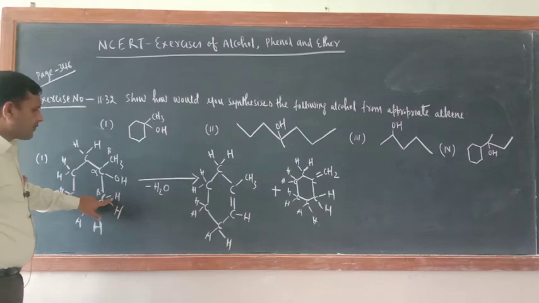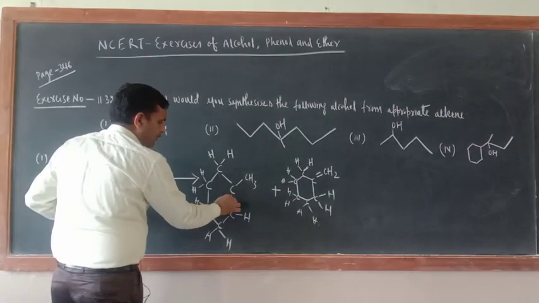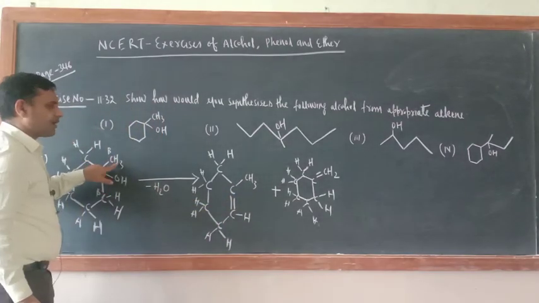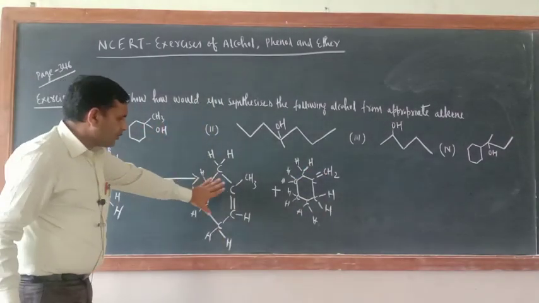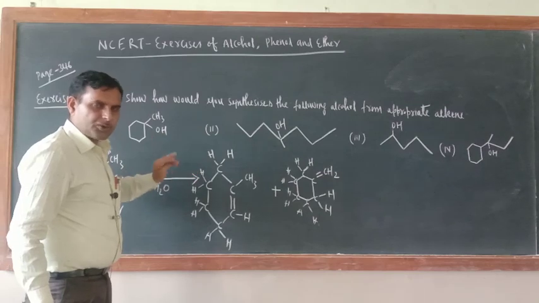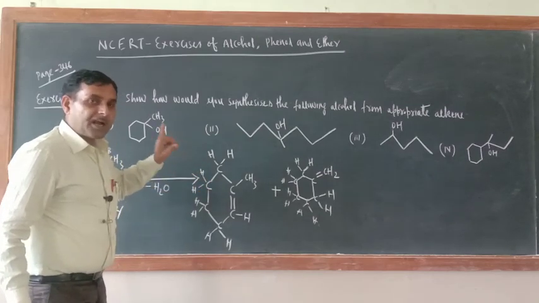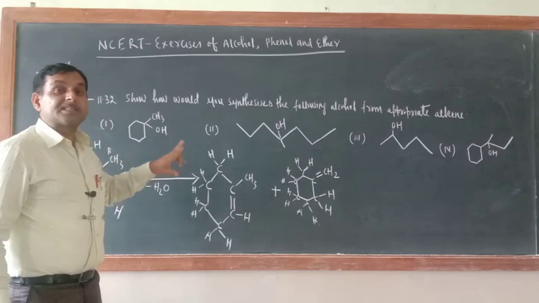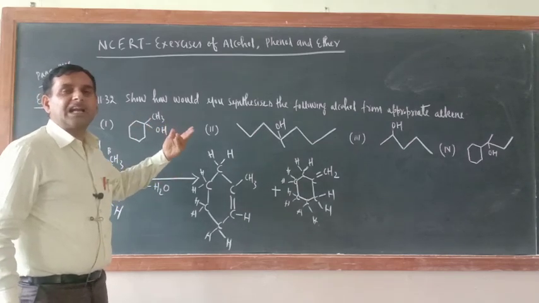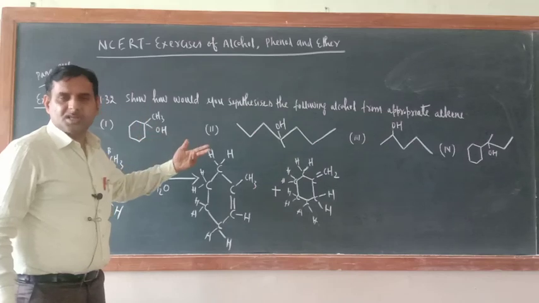Suppose hydrogen is coming out from here, so here the double bond will be generated. If hydrogen is coming out from here, then here the double bond will be generated. And now you will get this one. Now just see, is the 2-alkene formed or not? When I taught you dehydration of alcohol, what did I teach you? That Saytzeff rule, the most alkylated alkene, the most stable alkene.